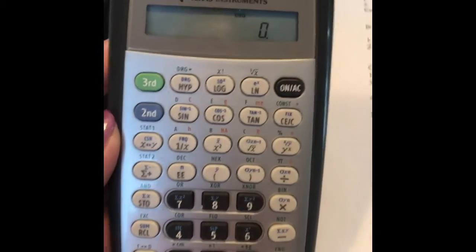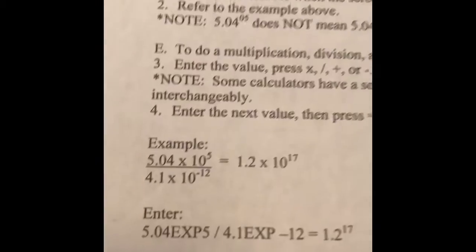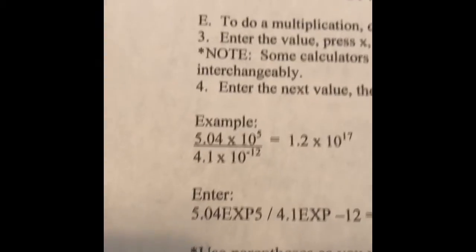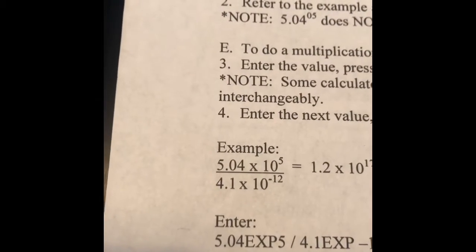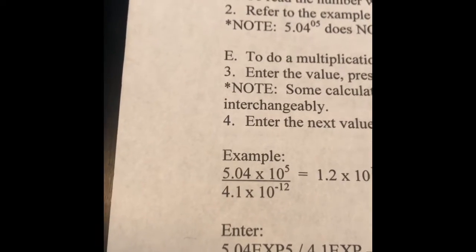Okay, I'm going to show you how to use this calculator if this is your calculator. I'm going to do scientific notation. I'm going to do this problem right here. 5.04 times 10 to the 5th, which is a number in scientific notation. It's not two numbers multiplied together.